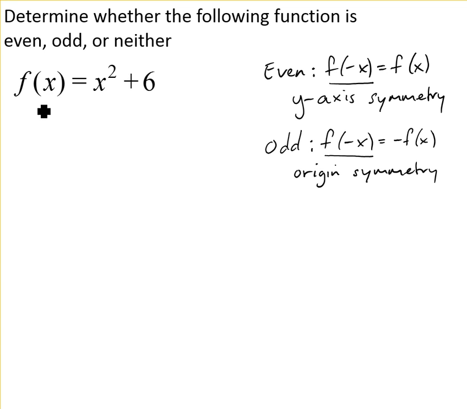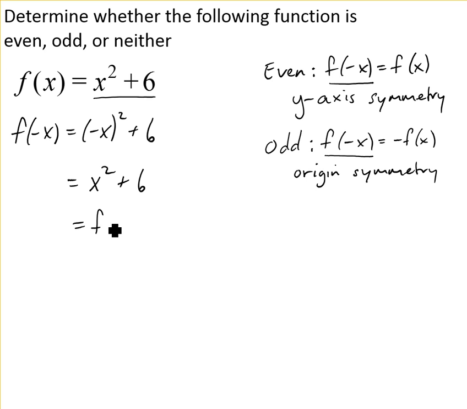And so let's take this one here and start by evaluating f of negative x. So that's telling us to replace the x with a negative x. Well, when we square negative x, that's negative x times negative x. That negative times negative is positive x squared. So it's the same as x squared. And the plus 6 doesn't change, so this is exactly equal to what we started with. So this is f of x. And therefore, by definition, this function is even.